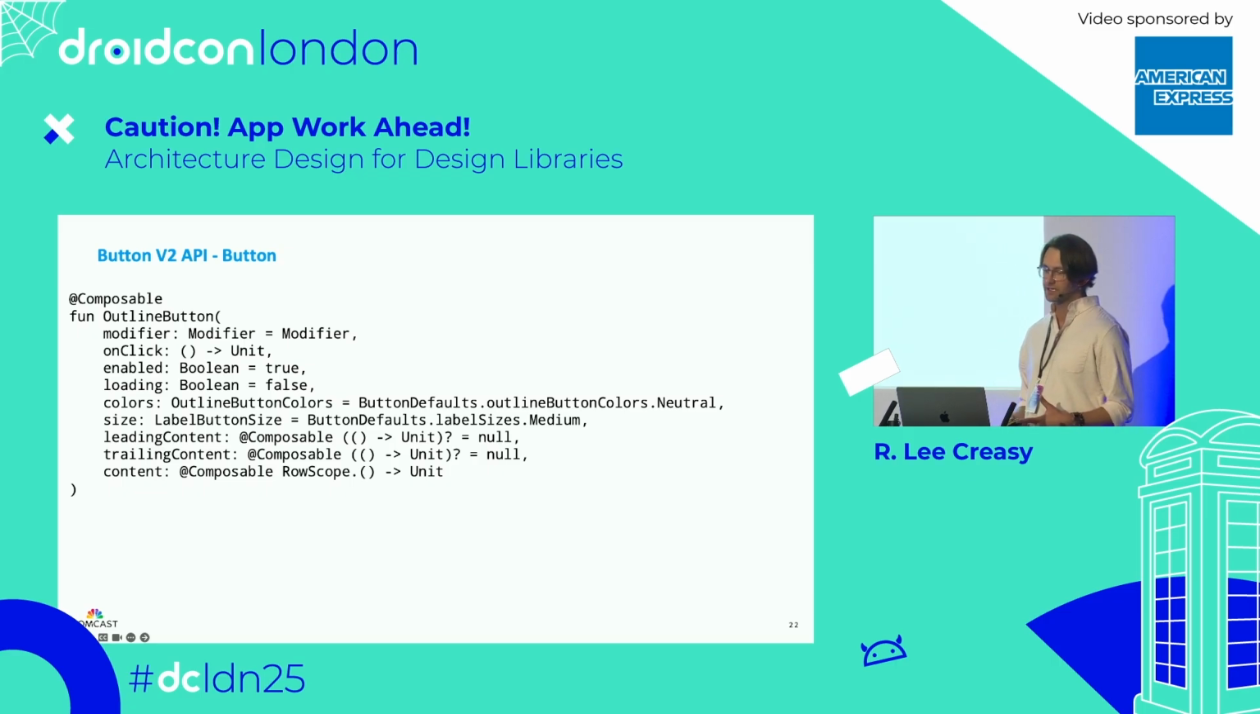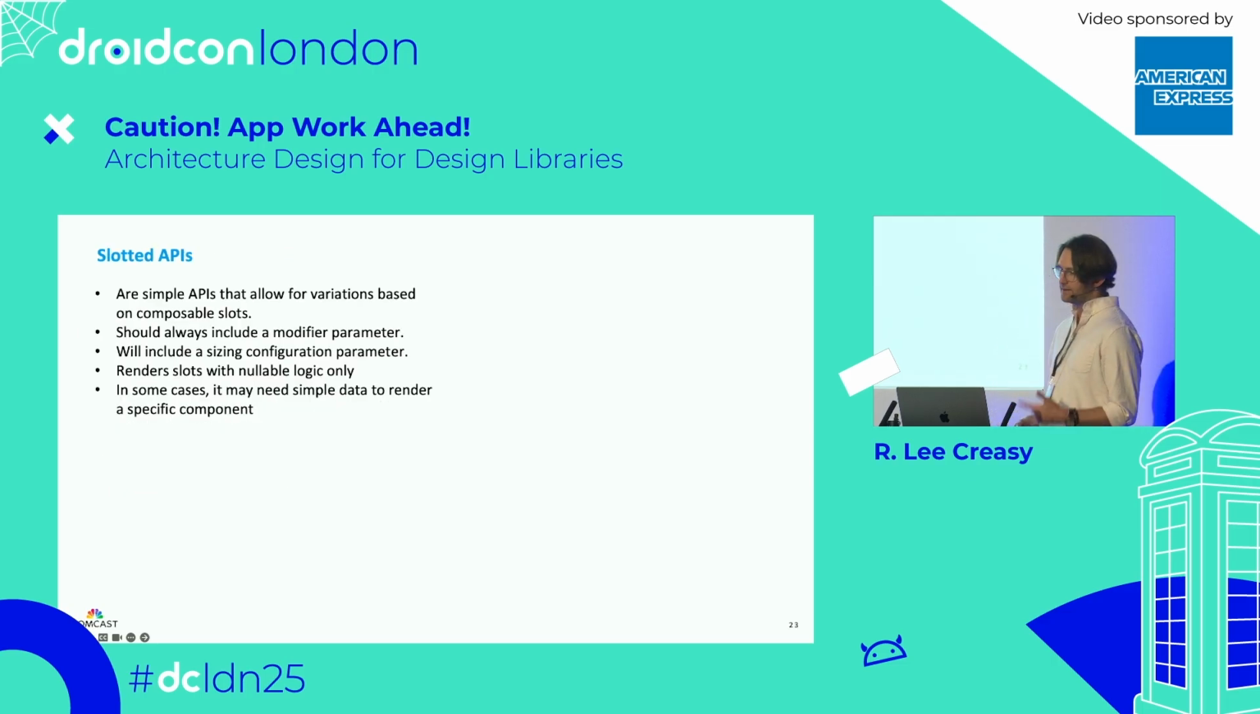Our defaults object has shortcuts to each variant. So here it says button defaults, outline button colors dot neutral. Actually, there is also an outline button defaults, but what we decided was to centralize everything so it's easier to access and more consistent.